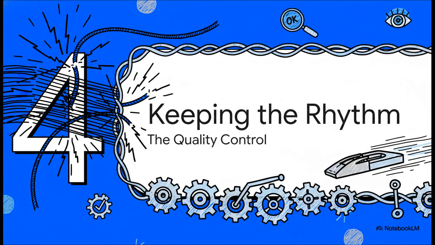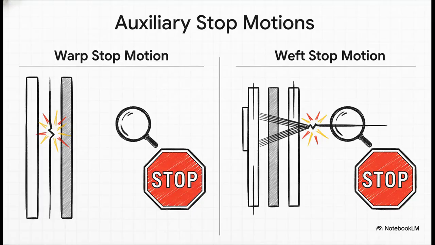But, what happens if a thread breaks? In a process that's moving this fast, one single broken thread could ruin yards and yards of fabric. That's where the auxiliary motions come in. They're basically the loom's automated quality control system. Modern looms have all these crazy smart sensors. The warp stop motion will instantly shut the entire loom down if even one of the thousands of warp threads snaps. And same for the weft. The weft stop motion detects if that thread breaks or just runs out, preventing a big gap. It's what allows these machines to run so fast with so few mistakes.